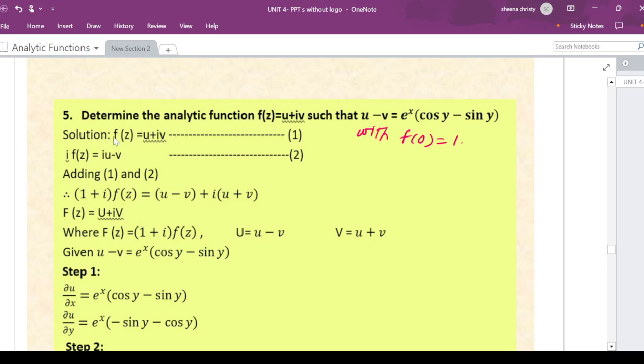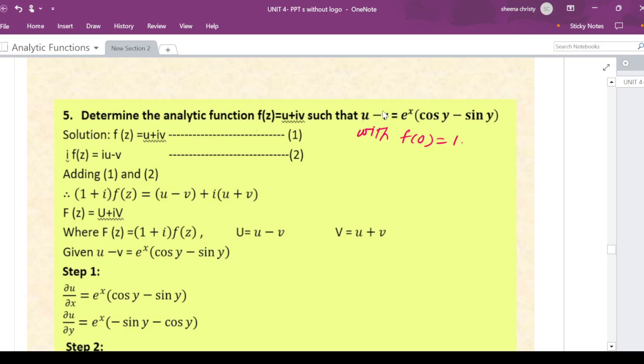For that, we consider f(z) = u + iv. Take i times f(z), that will give you iu − v. Then by adding equations 1 and 2, you will get (1 + i) f(z) = (u − v) + i(u + v). Now you can observe that by labeling (1 + i) f(z) as capital F(z), u − v as capital U, and u + v as capital V, we get the problem given here.